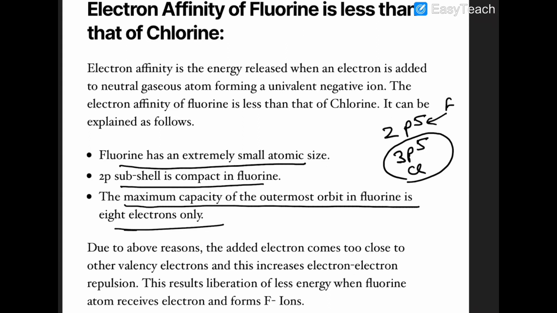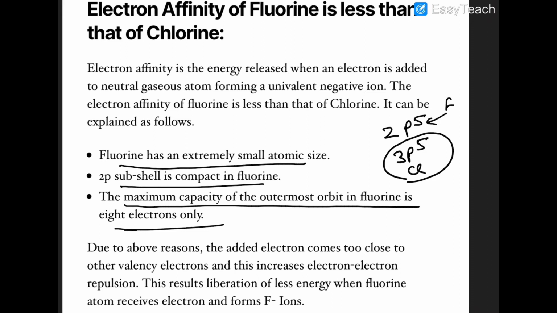I think chlorine has a value of around 350, and fluorine has a value of around 330. So the difference of only 20 kilojoules is occurring. But the difference is the difference. So you can say that chlorine has the highest value of electron affinity just by 20 kilojoules per mole. It is not far away from fluorine also.